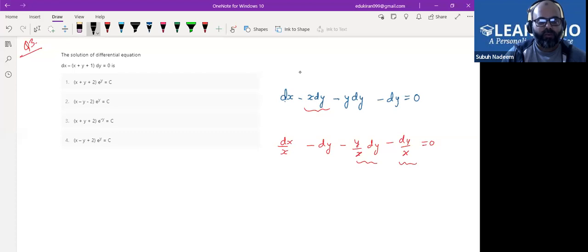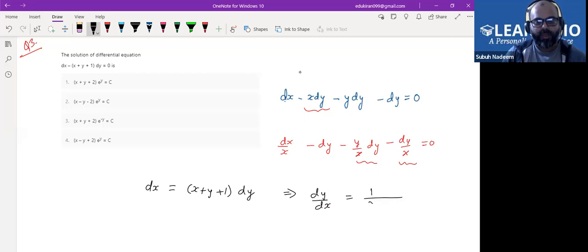So what we have to do here is, we'll take it as dx is equal to x plus y plus 1 dy. So dy by dx is equal to 1 by x plus y plus 1. This is what we are getting here.